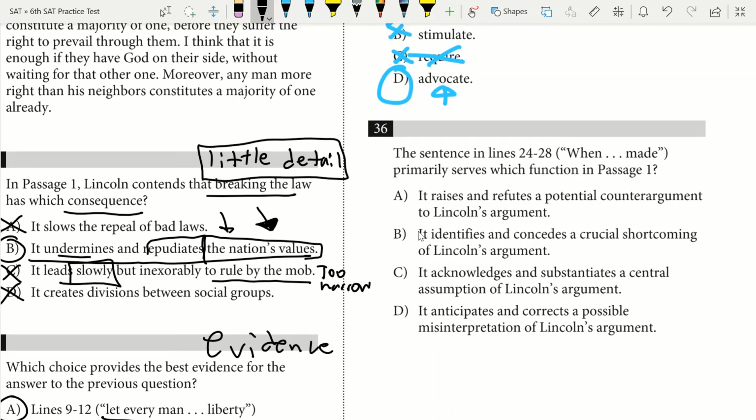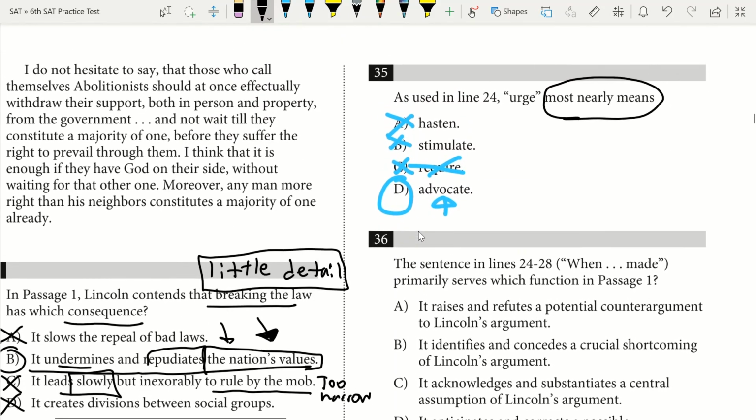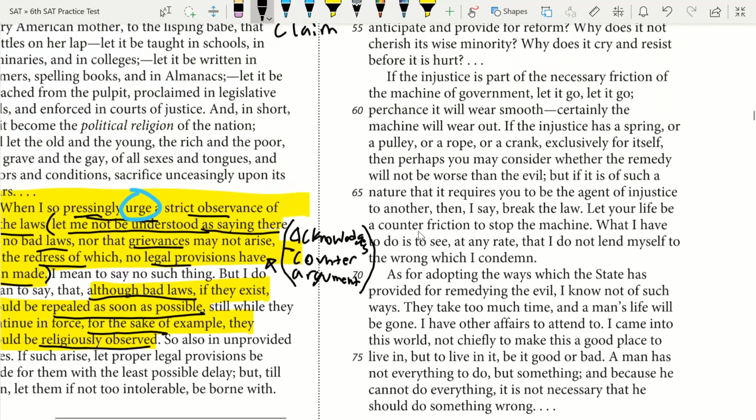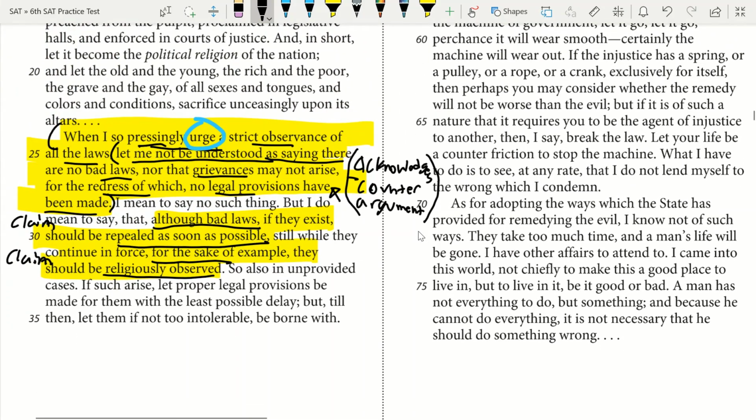We have A: it refuses and refutes a potential counter-argument to Lincoln's argument. That is not correct, and here's why. I wrote down that it's kind of acknowledging a counter-argument, but it's less that and more that he's trying not to be misunderstood, right? This is the key phrase right here, and I'm going to put it in blue so you can see it better. The key phrase is "let me not be understood as saying there are no bad laws." So that's him acknowledging that there are bad laws, right?